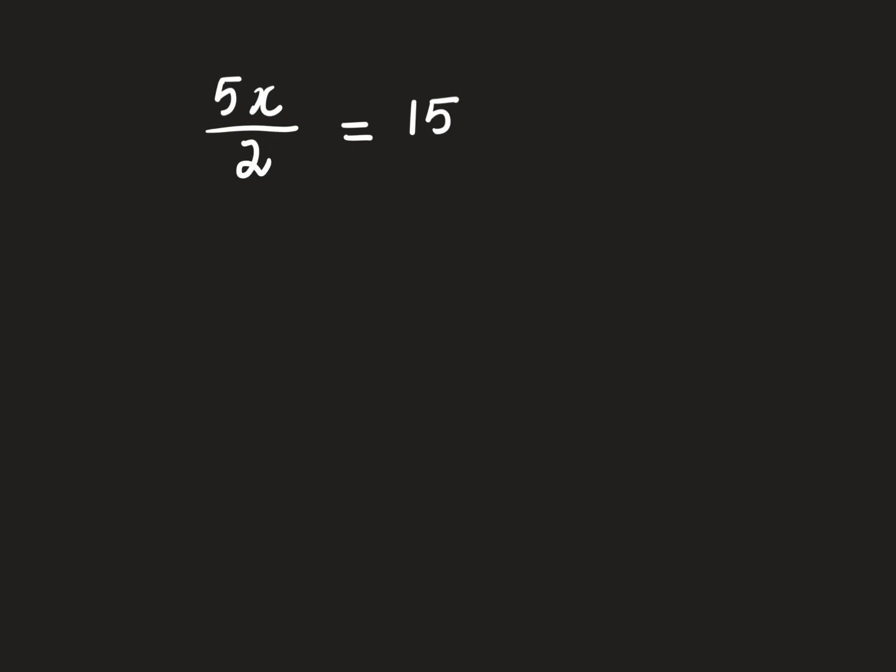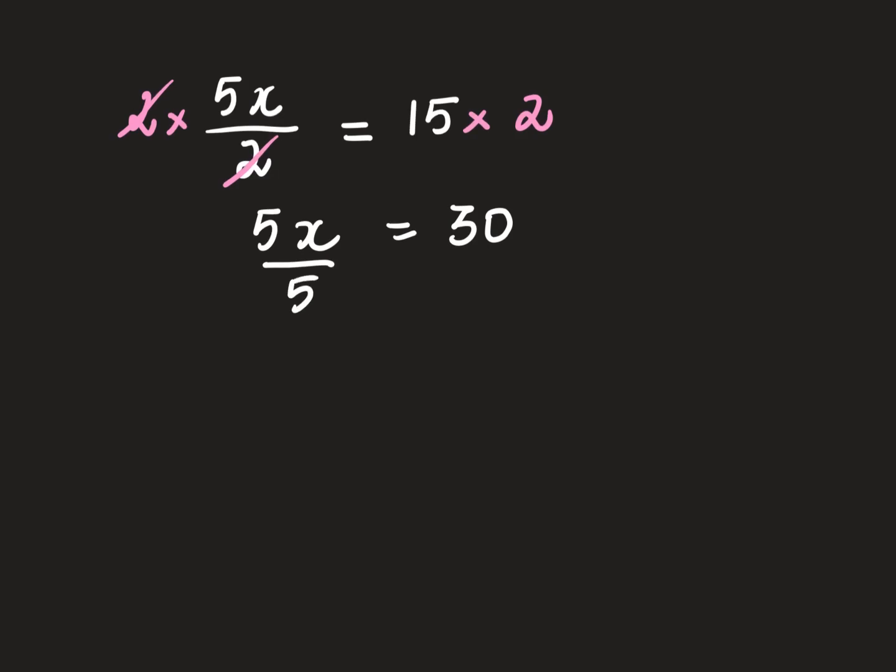Okay, 5x over 2 equals 15. First up, I'm going to get that over 2, get rid of that. What's the opposite of divide by 2? It's times by 2. I'm multiplying both sides by 2. Then straight away, I'm cancelling those out, make it go away. Now I'm just left with 5x equals 15 times 2, which is 30. What do I do next? Divide by 5, cancel. X equals 30 divided by 5, which is 6.